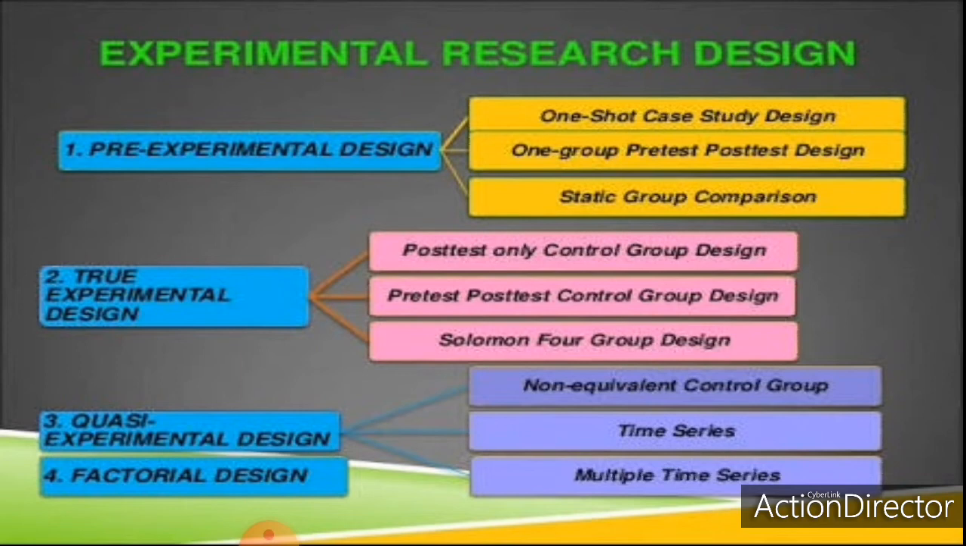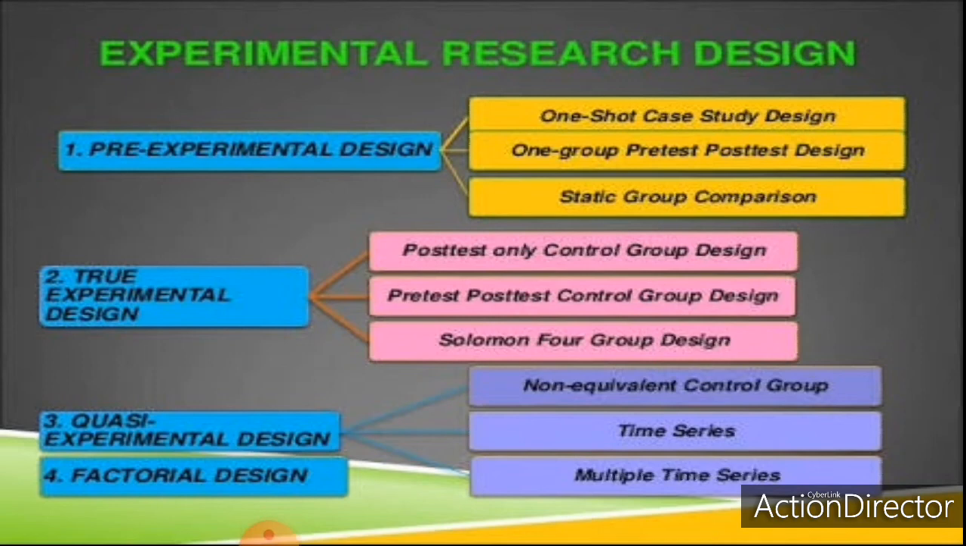Pre-experimental research design has 3 classifications. They are one-shot case study design, one group pre-test post-test design, static group comparison design. True experimental design also has 3 classifications: post-test only control group design, pre-test post-test control group design, Solomon 4 group design. Quasi-experimental research design has non-equivalent control group design, time series design, and multiple time series design. Then the last one is factorial design. Here in factorial design, there are 2 or more factors. So students, these are all about experimental research design and its types.